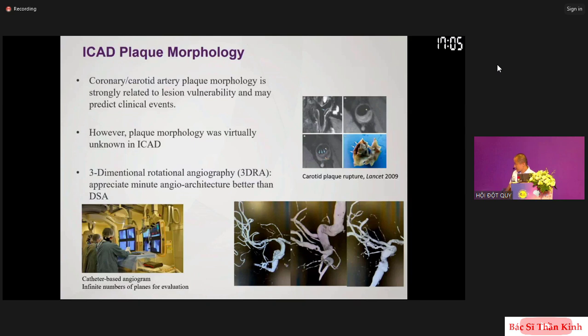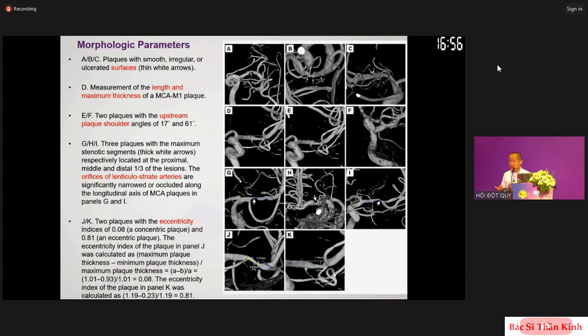But you can see here, there's an infinite number of angles that we can appreciate the plaque. So it's a very useful tool to appreciate plaque morphology. So these are the morphometric parameters we actually measure. For example, we can appreciate the plaque surface, whether it's ulcerative, smooth, or irregular. We measure the length and the plaque thickness, like here, doing mathematics. And we measure the upstream plaque shoulder, which is important, because if the upstream plaque shoulder is huge, then the plaque will be subject to a very high mechanical shear force, and they may be prone to rupture.